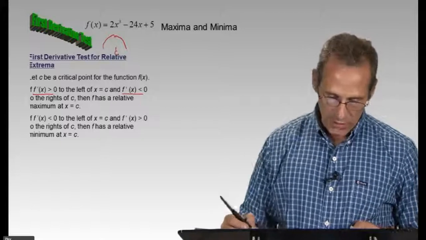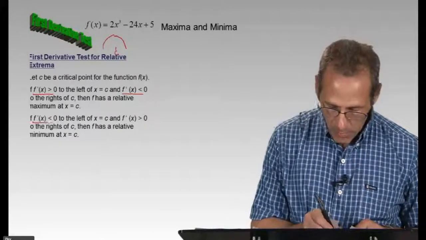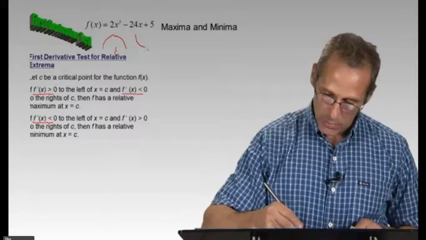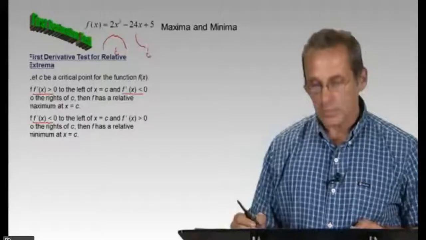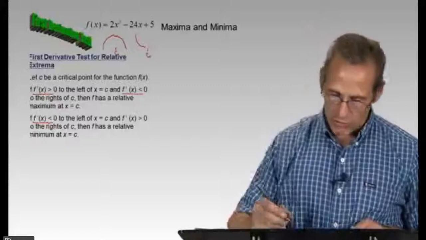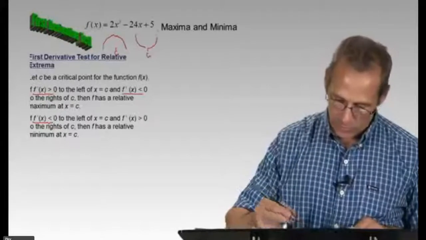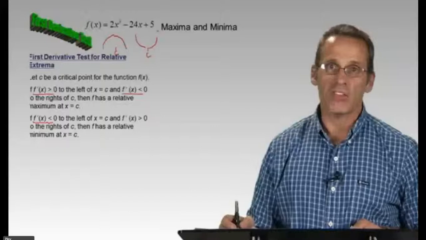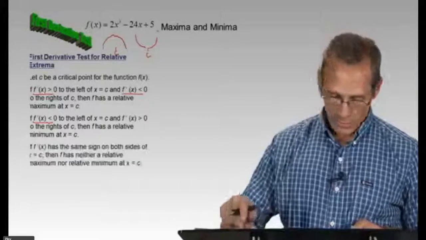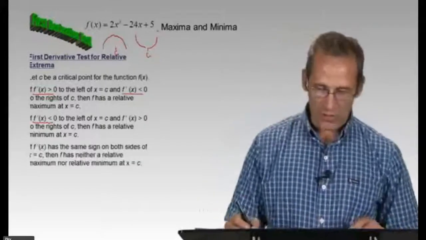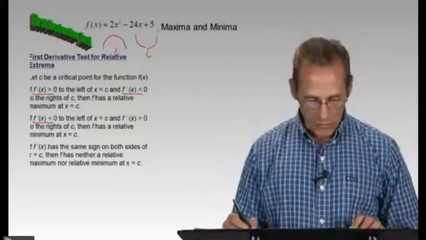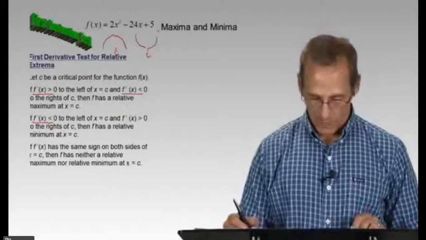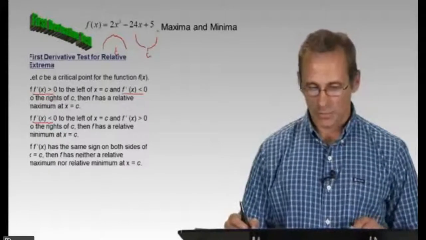But if the derivative is less than 0 to the left of x equals c, and the derivative is greater than 0 to the right of x equals c, we can conclude that the function has a relative minimum at x equals c. And if the derivative has the same sign on both sides of x equals c, f has neither a maximum or a minimum at that value of c.